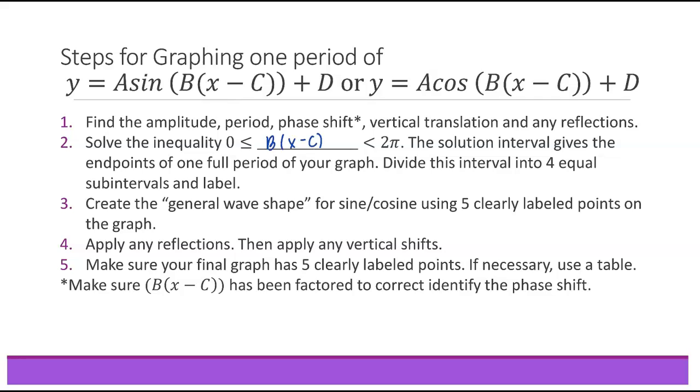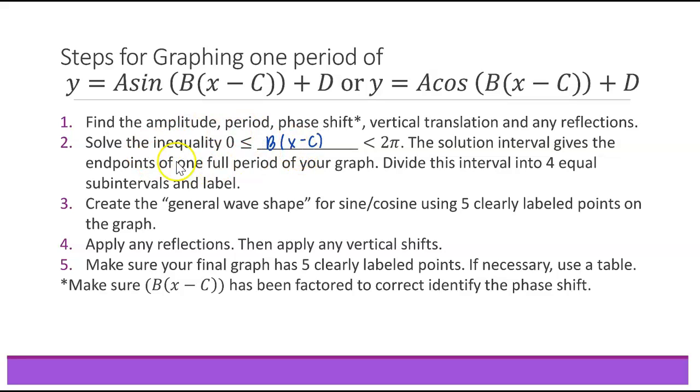So that b times x minus c. And this could be factored like this, or it could be the original. The whole idea is we're going to stick the inside of the trig function into this three-part inequality, solve that, and the solution interval is going to give the end points of one full period of your graph. And we're going to divide this interval into 4 equal subintervals and label. So here, this step just tends to make the problem a little bit easier. Otherwise, you can just go about it where you start at the y-axis and then apply the phase shift to each and every point.